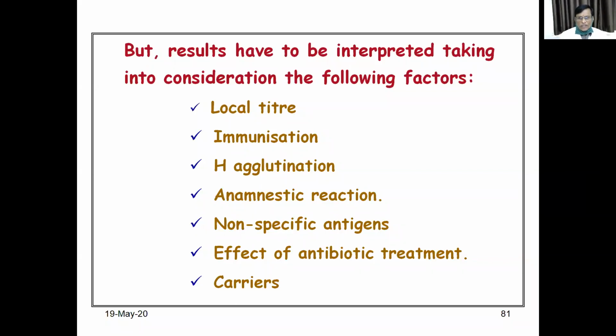The anamnestic reaction that we already discussed in immunology will also be responsible for an increase of the IgG antibodies. Sometimes non-specific antigens will interfere and give a false titer. Sometimes antibiotic treatment will stop the formation of antibody titer. So a person is having infection, but the antibody titers are not showing positivity. You cannot say that person is not having typhoid fever. And carriers will not show any titers to show that they are having enteric fever.